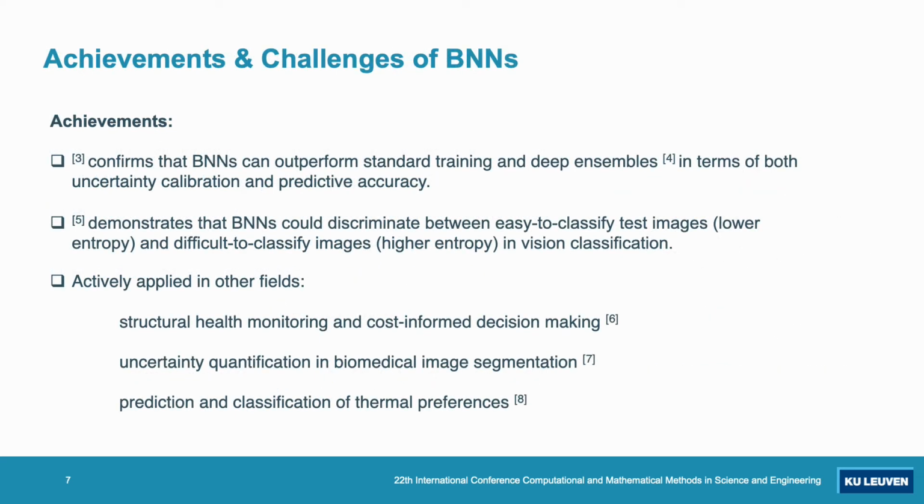Bayesian neural networks have made tremendous achievements already. For instance, it is confirmed that Bayesian neural networks can outperform standard training and deep ensembles in terms of both uncertainty calibration and predictive accuracy. It is also demonstrated that Bayesian neural networks could discriminate between easy-to-classify test images with lower entropy and difficult-to-classify images with higher entropy in vision classification tasks. Bayesian neural networks are also widely applied in other fields, recently like structural health monitoring and cost-informed decision-making, uncertainty quantification in biomedical image segmentation, as well as prediction and classification of thermal preferences.